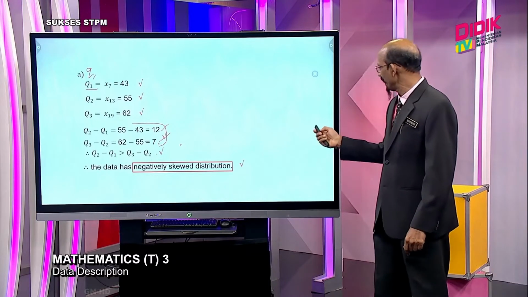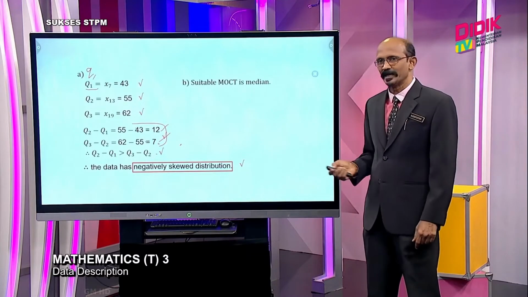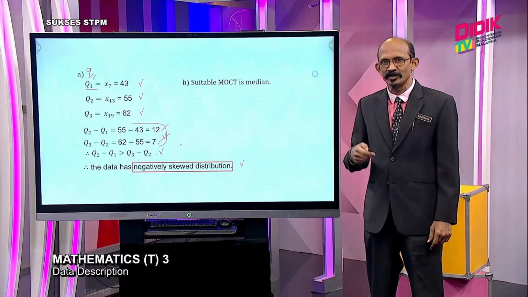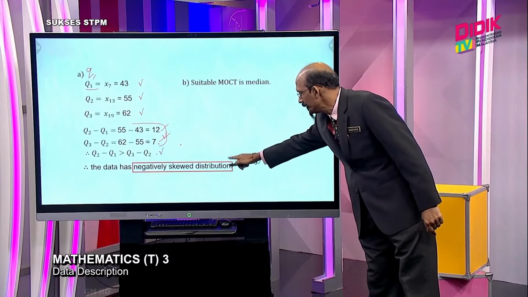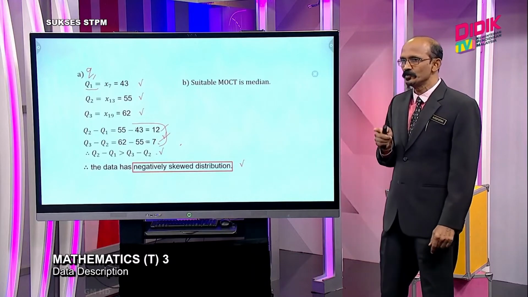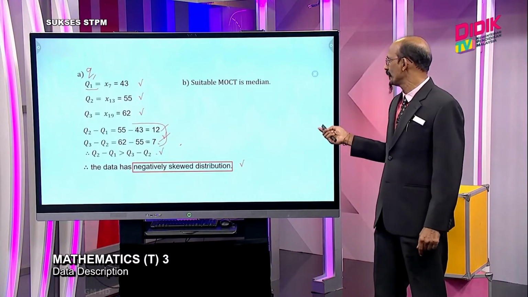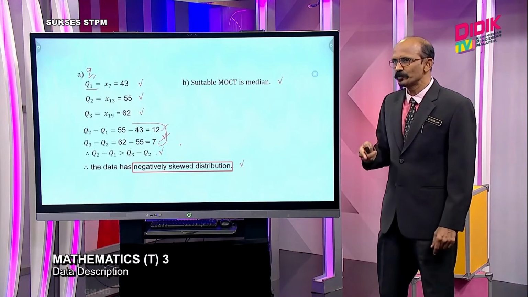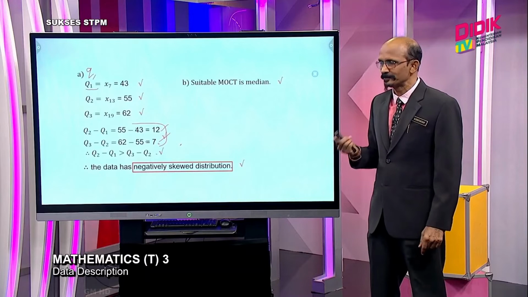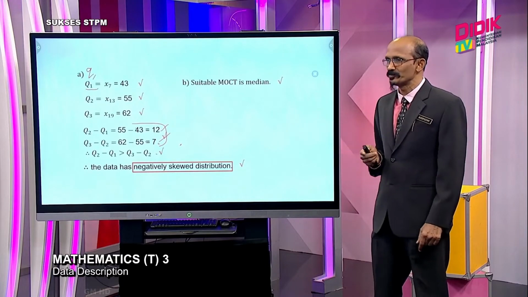Yes, please. In the next part, they ask you what is the suitable measure of central tendency. Based on our answer here, we already know. Once it's a skew distribution, the best measure of central tendency is median. Maybe some students will write mode, which is acceptable, but median is much better.